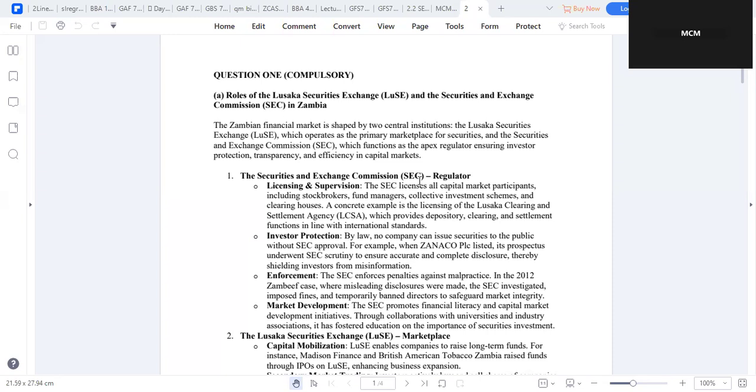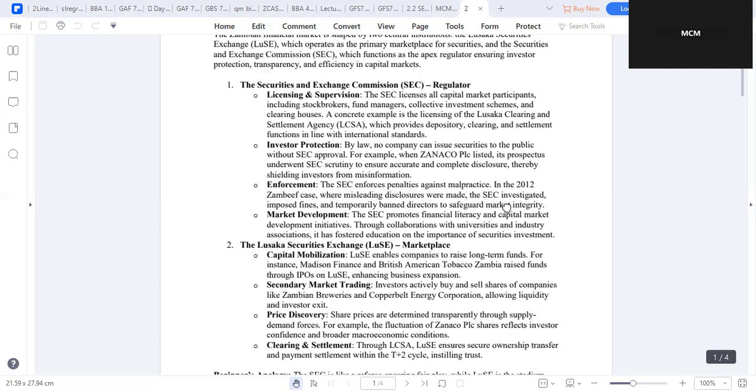So these two have shaped the financial markets in Zambia. Their primary operations are ensuring that the investor, like you and me, is protected, information is transparently given, and they operate in what are called the capital markets. So we're going to look at the roles of each of these one by one. I'll be as brief since I've already given you.